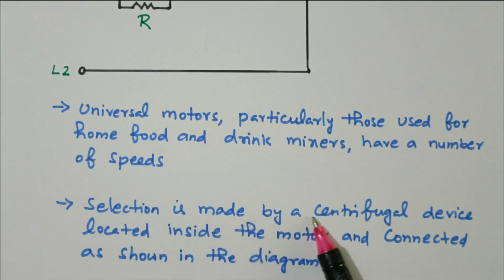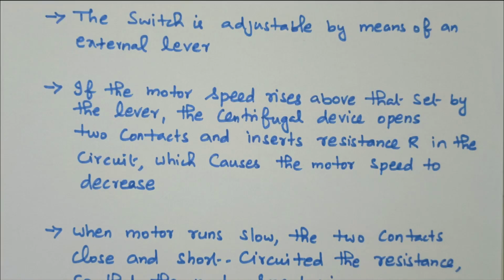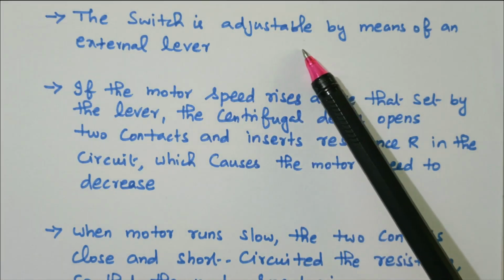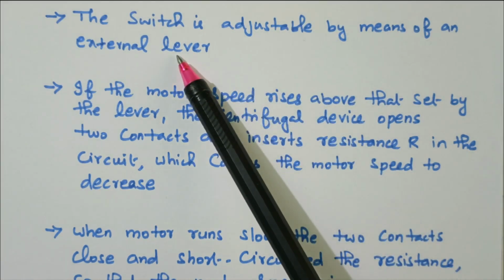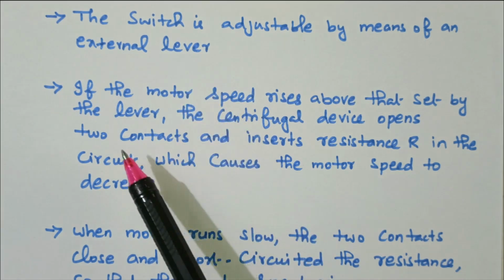Selection is made by the centrifugal device located inside the motor and connected as shown in the diagram. So the centrifugal switch can be closed or open according to our requirement. Now we'll see the further detail. The switch is adjustable by means of an external lever. External lever is available. So we'll see the first case.